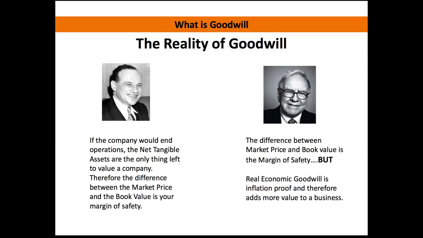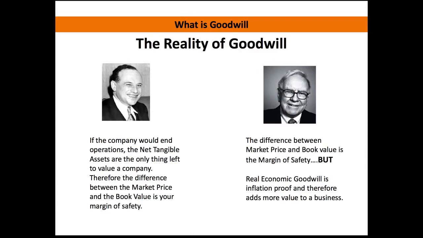When we look over at the left, there's a picture of Benjamin Graham. Benjamin Graham had the opinion that if a company would end operations, the net tangible assets are the only things that are left of the company, and therefore the difference between the market price that you pay and the book value that's in the company is your margin of safety. Benjamin Graham always liked to look at the company as if it was going to die tomorrow, and that you had to be sure that when that company died, you were there ready to collect whatever tangible assets remain in the business.